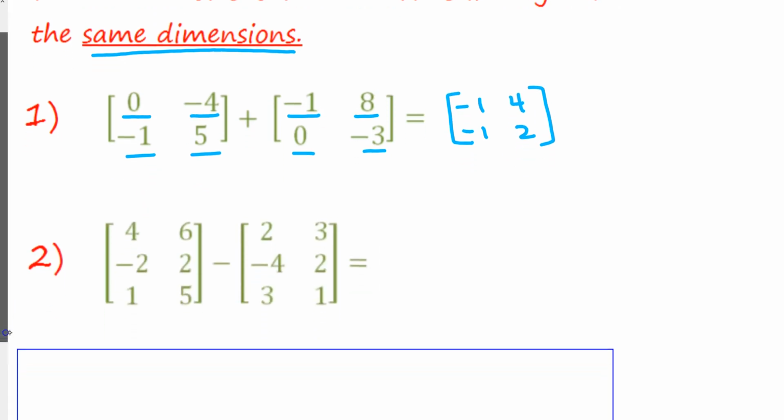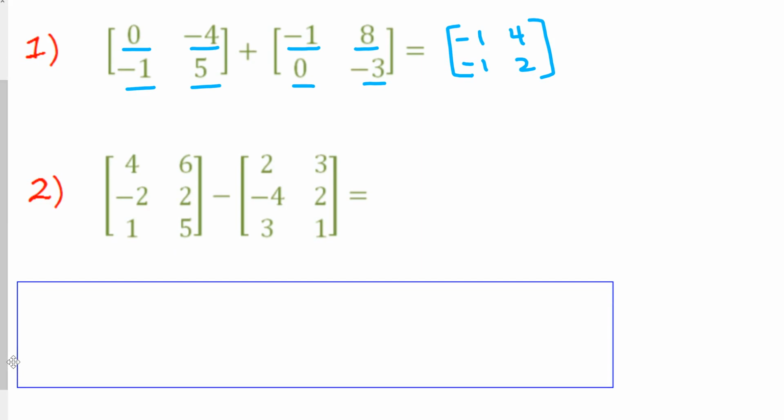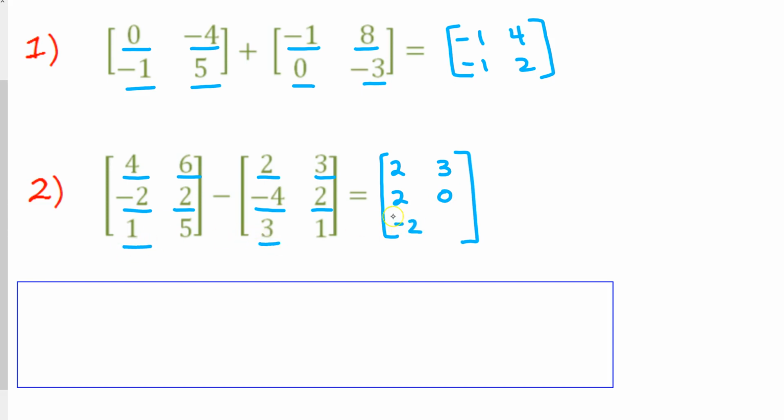In number 2, we're subtracting. And once again, we need to check to make sure that the dimensions are the same for both matrices, and they are. And the dimensions of the resulting matrix will also be 3 by 2, so you can set it up ahead if you want. And then we'll just subtract numbers in like position. 4 minus 2 is 2, 6 minus 3 is 3, -2 minus -4 is 2, 2 minus 2 is 0, 1 minus 3 is -2, and 5 minus 1 is 4.